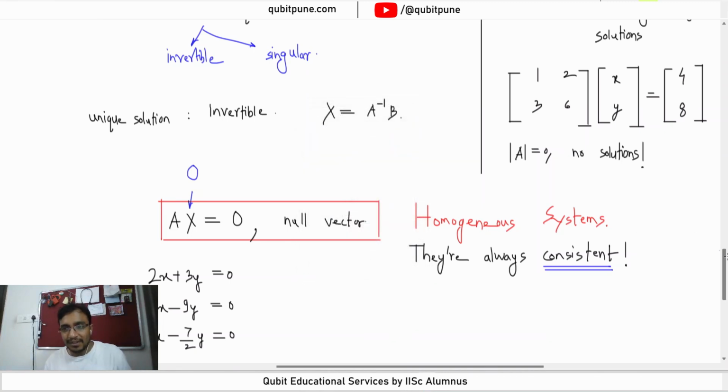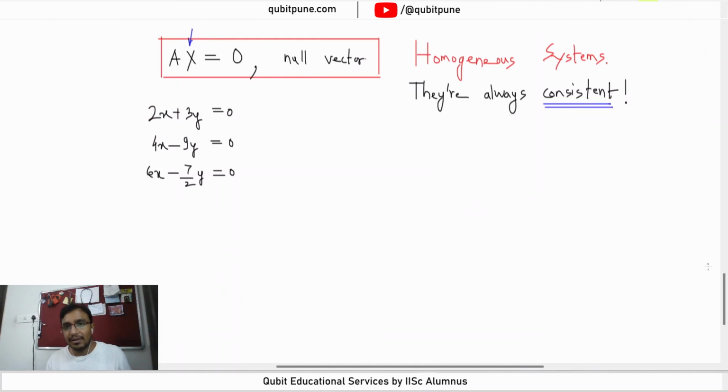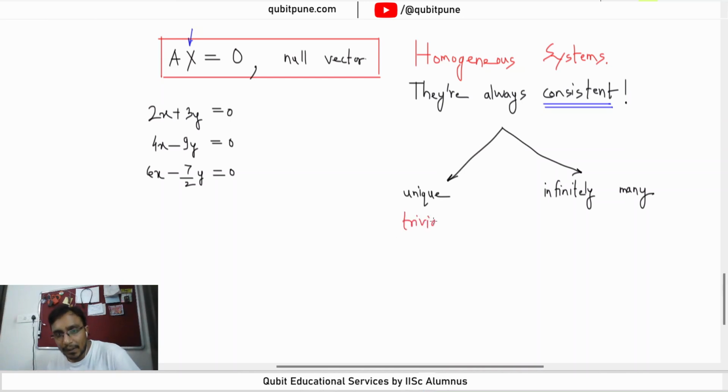So if homogeneous systems are always consistent, then under homogeneous systems we have only two categories: unique and infinitely many. Books do not use these words for homogeneous systems. For unique, they use the word trivial. And for infinitely many solutions, they use the word non-trivial.